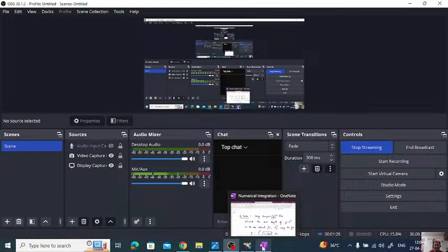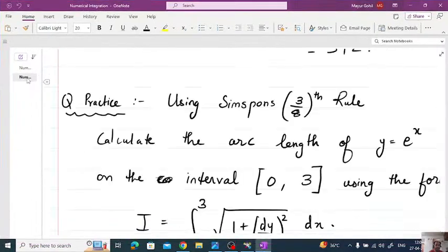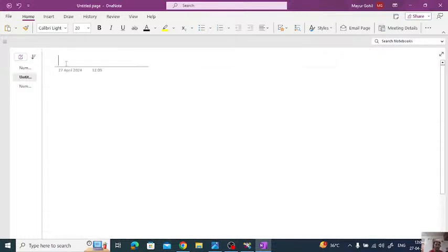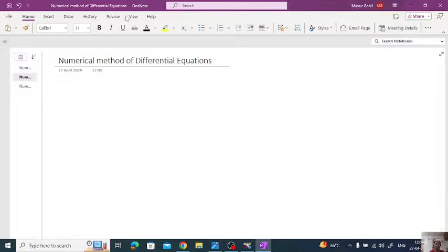So we are beginning today with something called numerical methods, and today we are going to see numerical methods of differential equations. All right, let's do this.